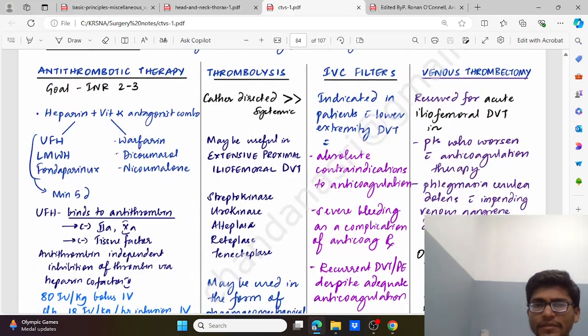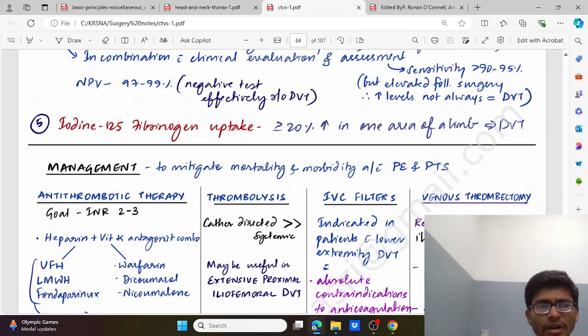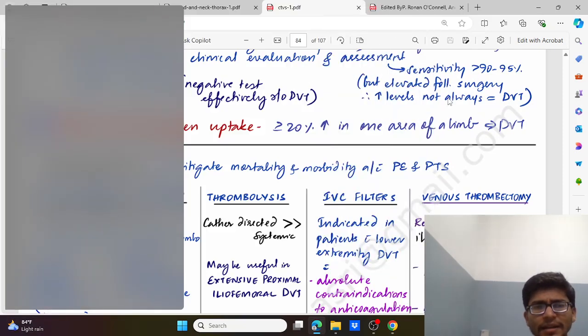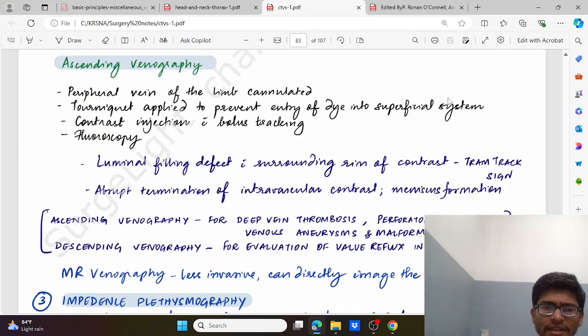So this was about venous thrombectomy and overall about management of DVT. So hope you have understood.